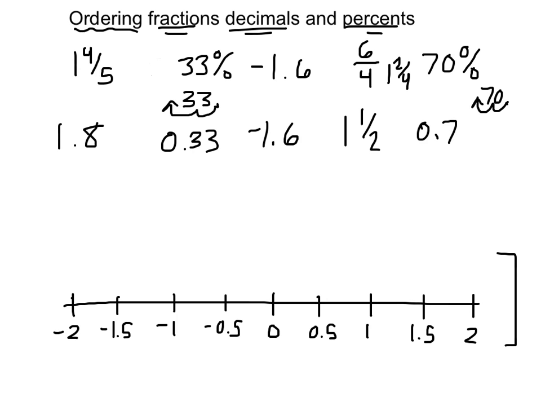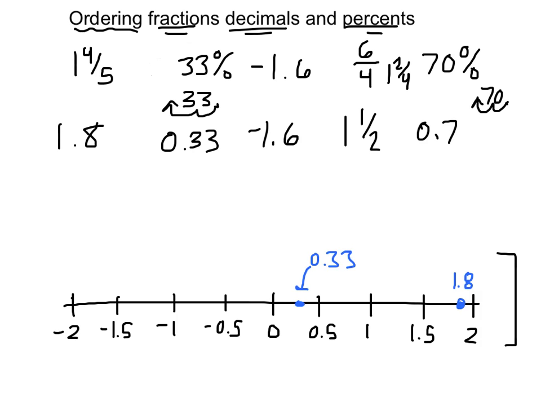So if I'm going to plot all these numbers on the number line, starting with 1.8, I'm going to estimate. 1.8 is almost 2. 0.33 is between 0 and 1/2, and it's a little less than halfway, so I'll estimate it to be right there. 0.33.